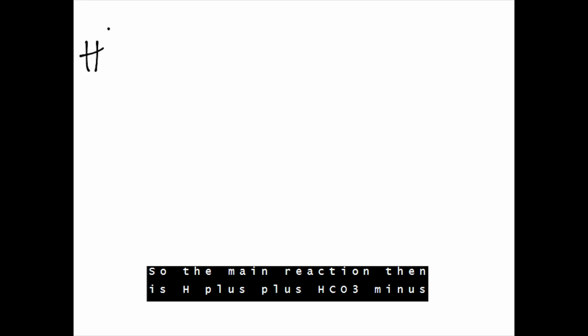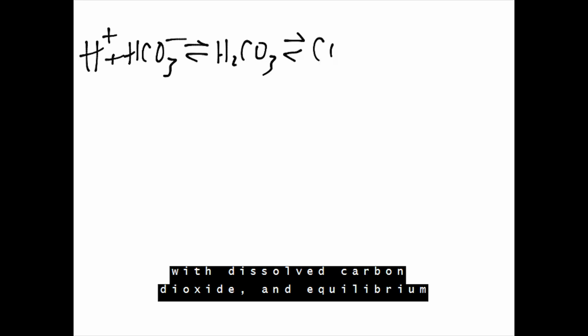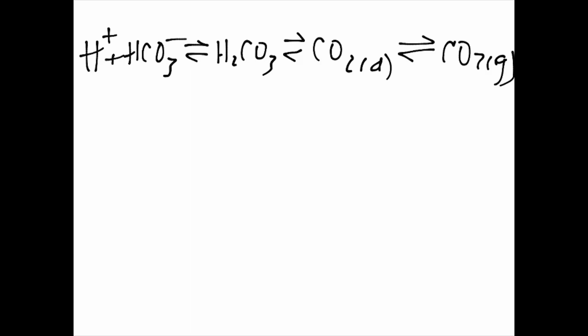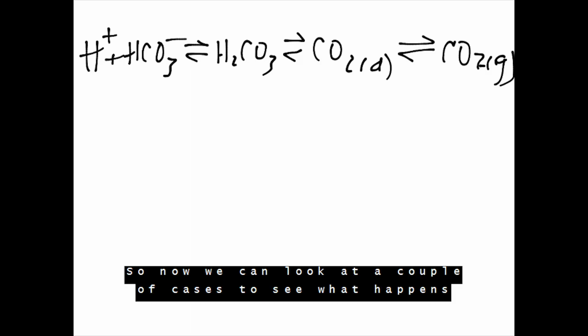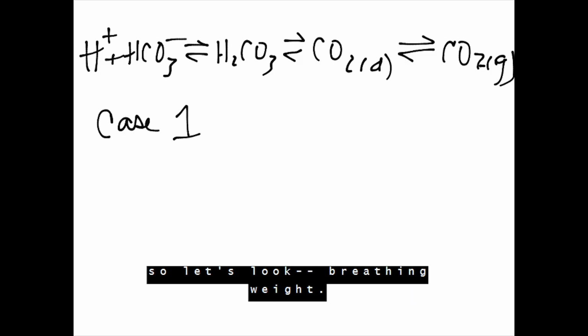So the main reaction then is H plus plus HCO3 minus in equilibrium with carbonic acid, in equilibrium with dissolved carbon dioxide, in equilibrium with gaseous carbon dioxide. So now we can look at a couple of cases to see what happens as we vary our breathing rate.